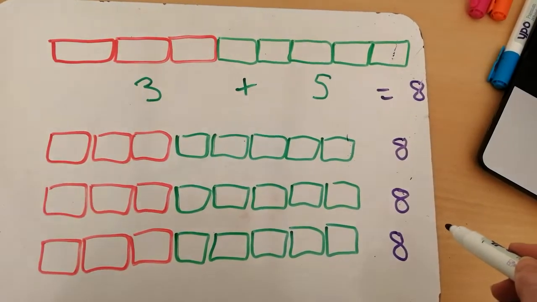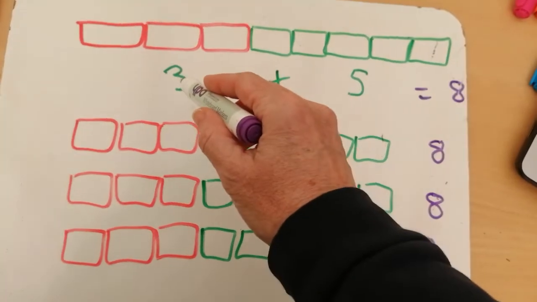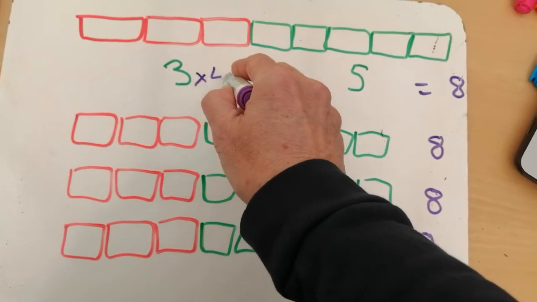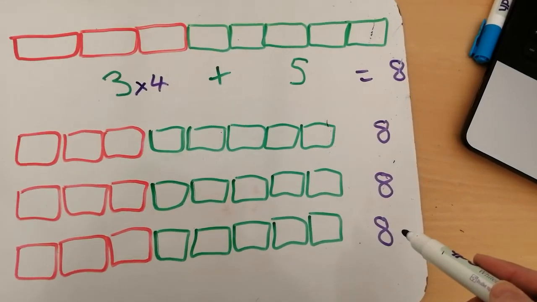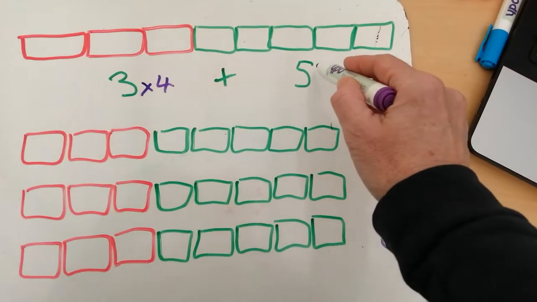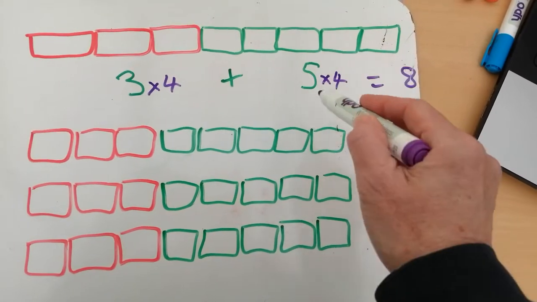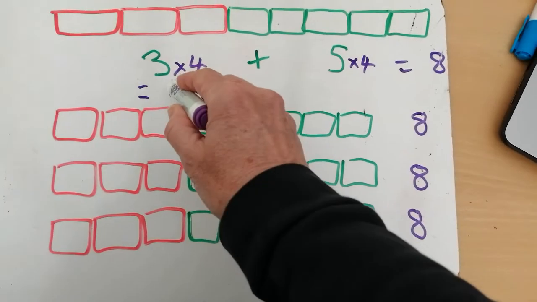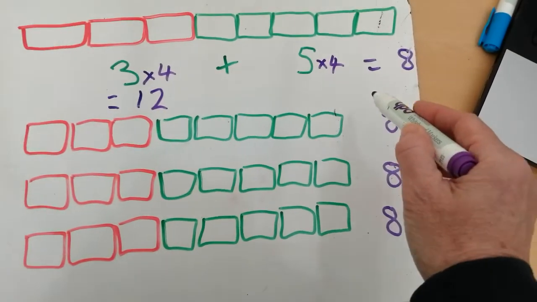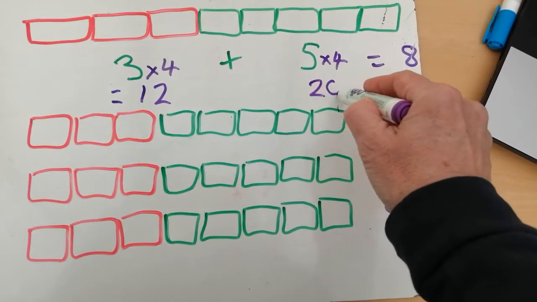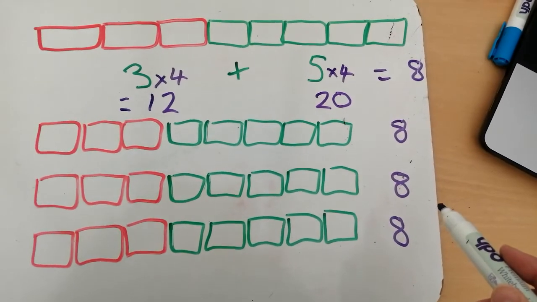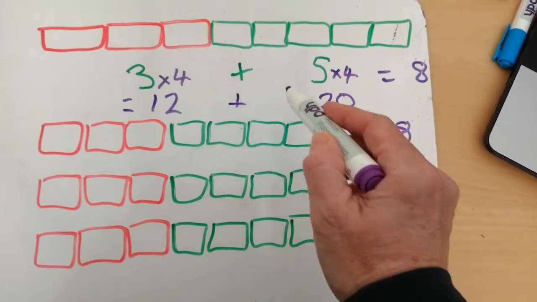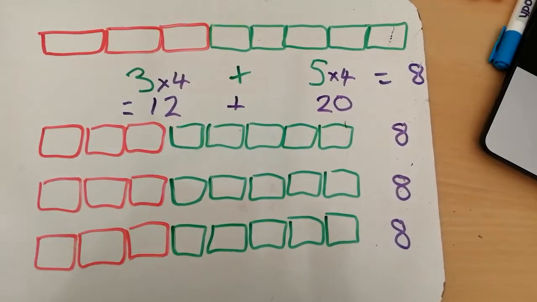So we can work out that the red sweets is going to be the pattern of 3 but multiplied by 4. And with the green sweets there's going to be 5 but multiplied by 4. So in total there are going to be 12 red sweets and there are going to be 20 green sweets. And if you wanted to double check that that was right, if you add up 12 plus 20, you will get your total 32 sweets in the packet.